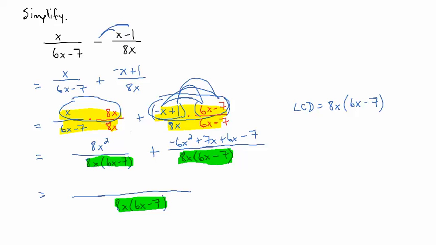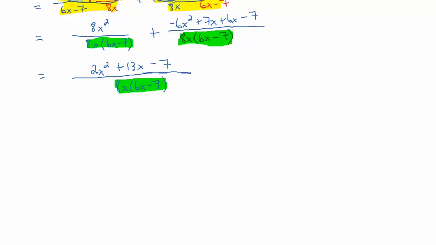So 8x squared plus negative 6x squared is 2x squared. And then 7x plus 6x is 13x. And then I've got minus 7. So now I've got my single fraction here. I need to see if it reduces.